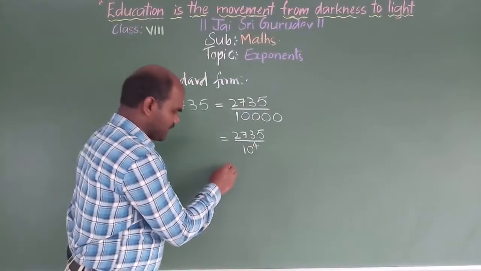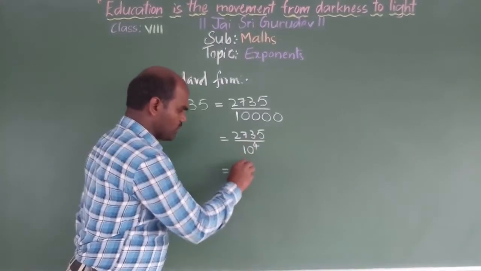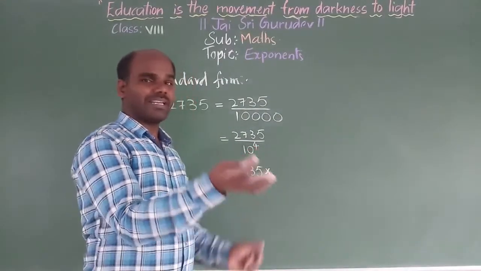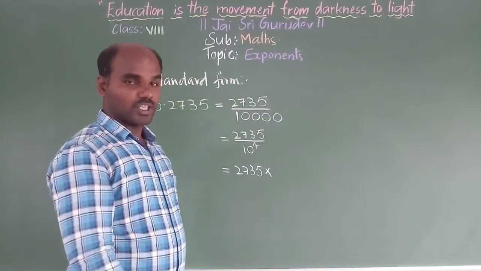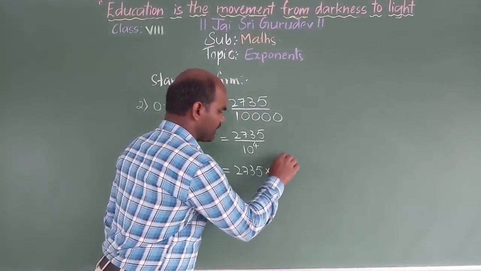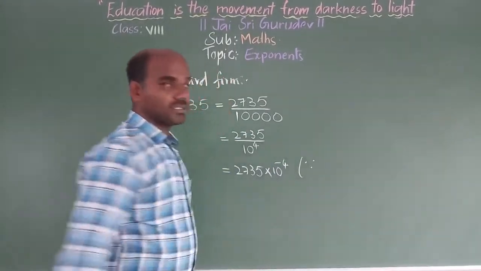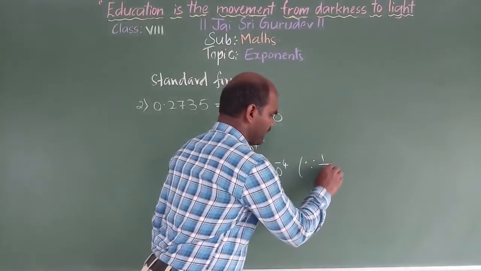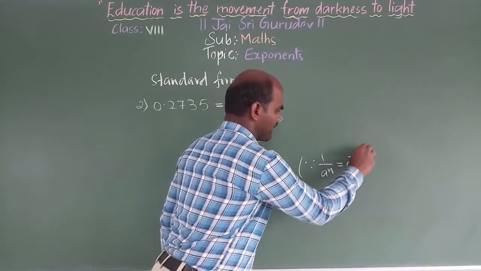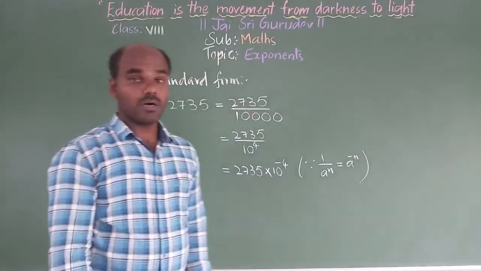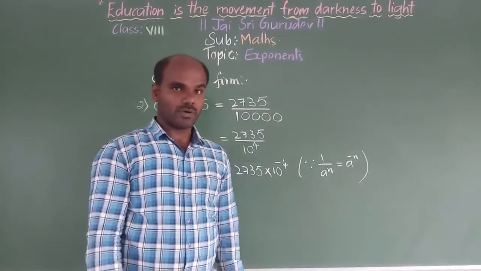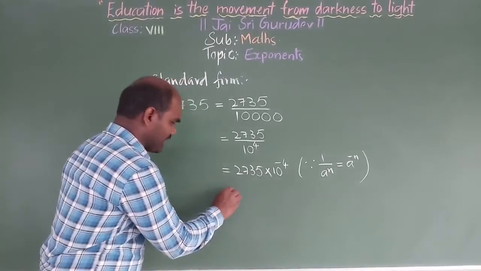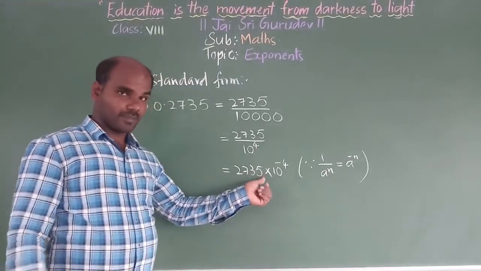Then after writing that, 2735 into 10 power 4, I am taking it to the numerator place. In the numerator place, that is 10 power minus 4. According to which formula, dear children? That is 1 by a power n is equal to a power minus n. So according to our seventh law, this is the form of the first example.